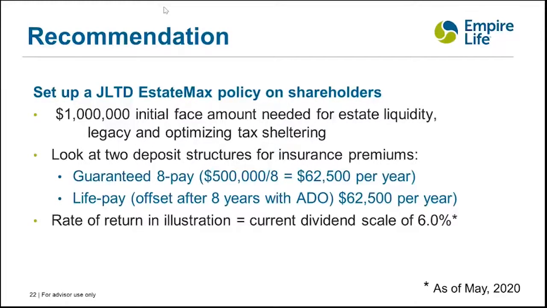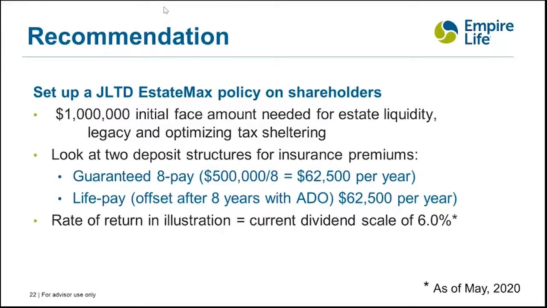So what we're going to recommend for Brad and Janet is to set up a joint and last to die policy on the shareholders, on their lives. They're looking for approximately $1 million of additional face amount needed for estate liquidity, legacy, and optimizing tax sheltering. We are going to review two different deposit structures today. Actually, the deposits will be the same, but the way we structure the policy will be a little bit different.